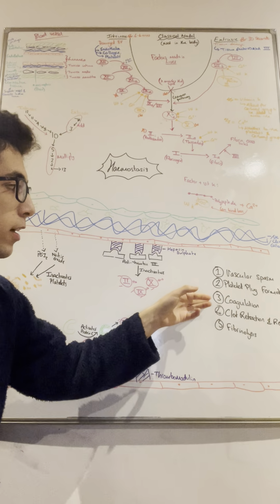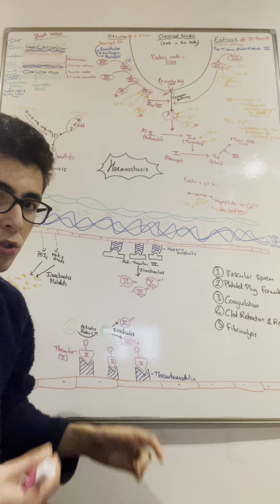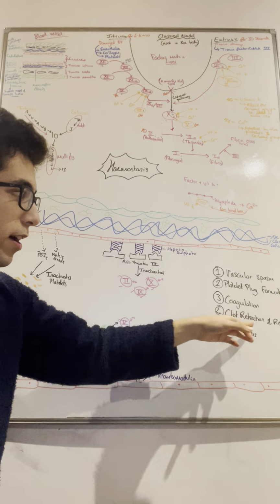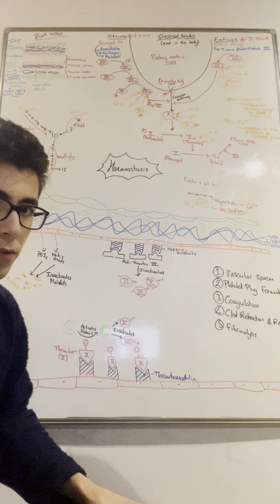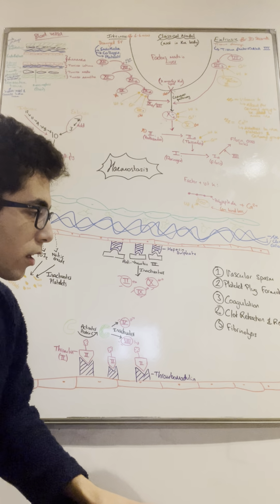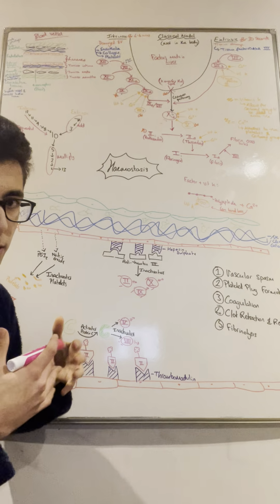We'll then have coagulation, which is when we've got all these clotting factors, and that sort of solidifies the clot. And then we've got clot retraction and repair. So that's sort of the final phase where our clot is starting to repair itself and our blood vessels are returning back to normal.